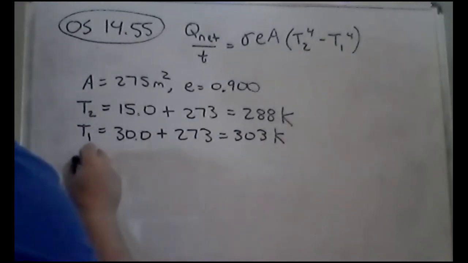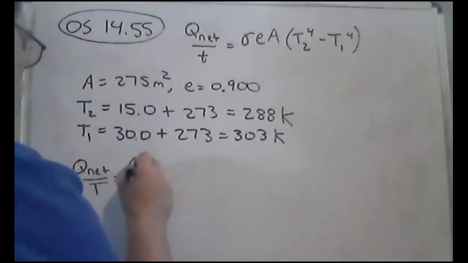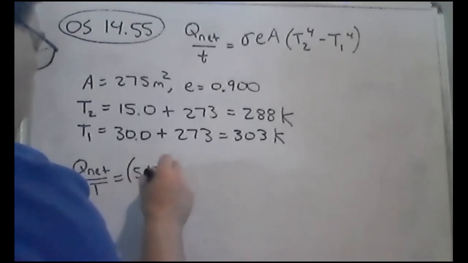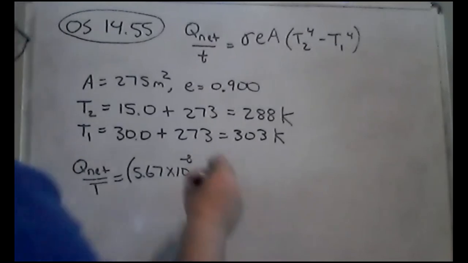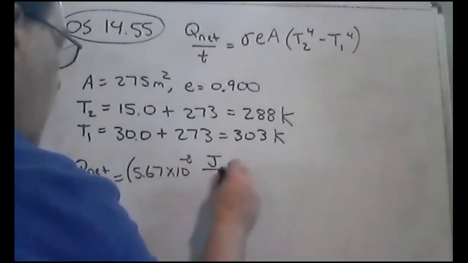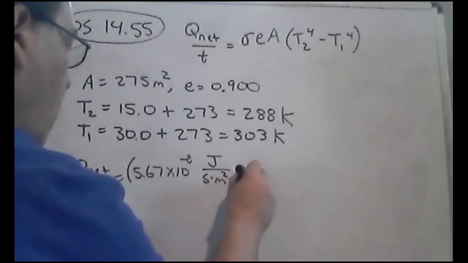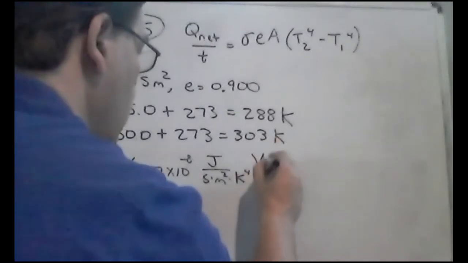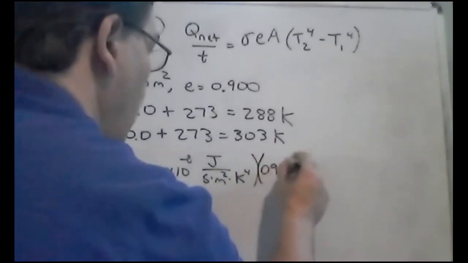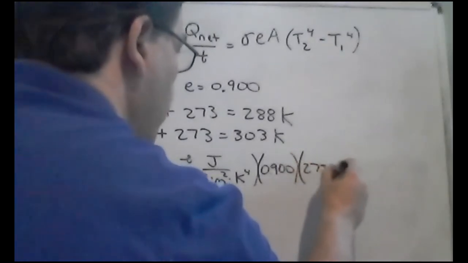Q net over t equals sigma, the Stefan-Boltzmann constant, 5.67 times 10 to the negative 8. It's going to be funny units, joules per second meter squared Kelvin to the fourth. Those are the units. e, unitless, 0.900. A, area, 275 meters squared.